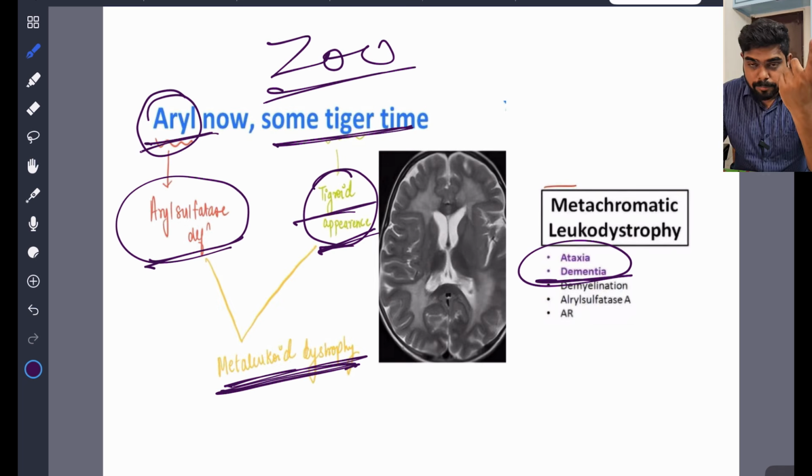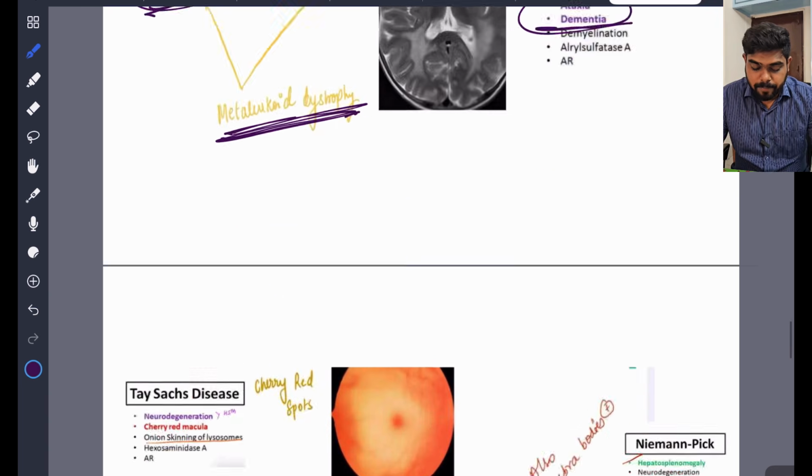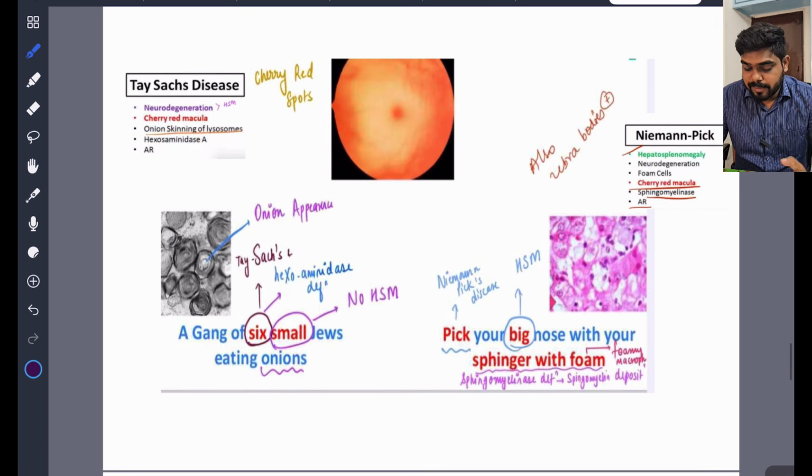Okay, now some tiger time. So MRI brain, some CT brain, these radiological features will be there. Ataxia and dementia, this is the important one. This is for metachromatic leukodystrophy. Clear. Now I am going to discuss Tay-Sachs and Niemann-Pick diseases.